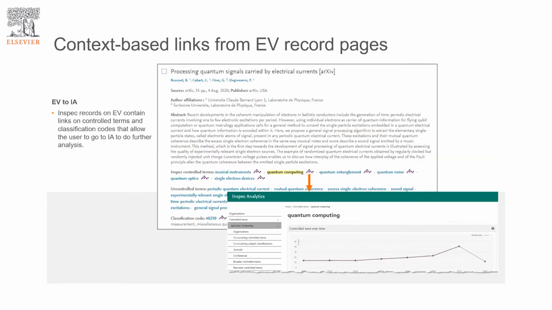You get context-based links from EV, and in a second, we'll see from IA back into EV. So in this case, we're showing an example record page on Engineering Village. If a user was interested in analyzing, let's say, quantum computing, they could click on the little purple Inspec Analytics link there, and would jump directly into the analysis of that controlled term within Inspec Analytics on EV. So very handy. You don't have to leave our product to go outside and then come back in. You stay within the product.